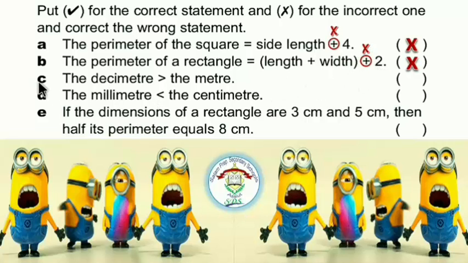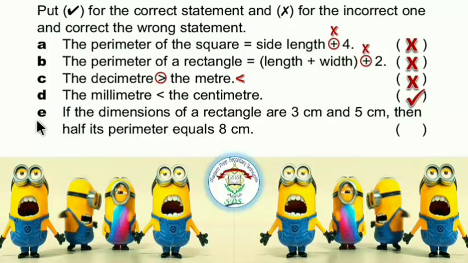The third one, the decimeter is greater than the meter. False. The decimeter is smaller than the meter. The fourth one, the millimeter is smaller than the centimeter. That's true.